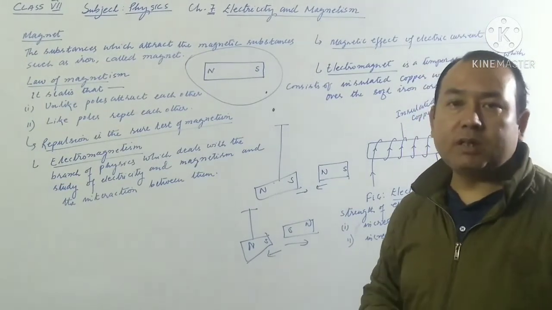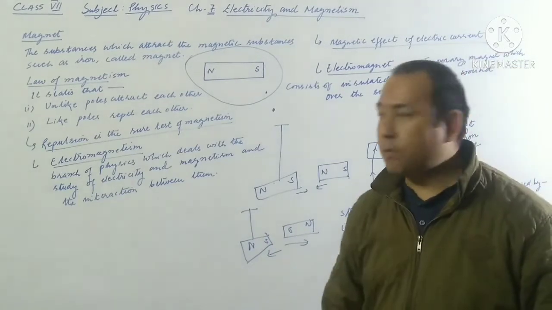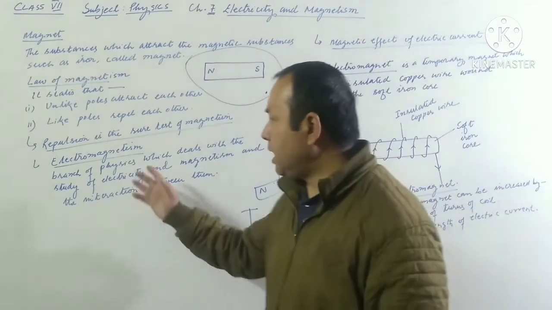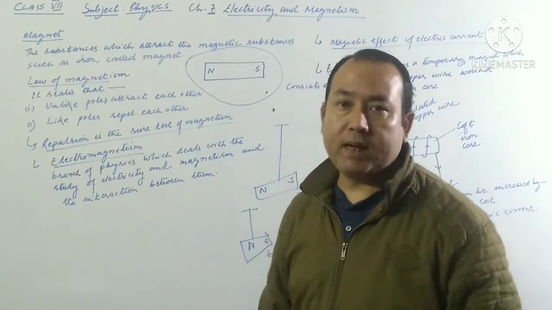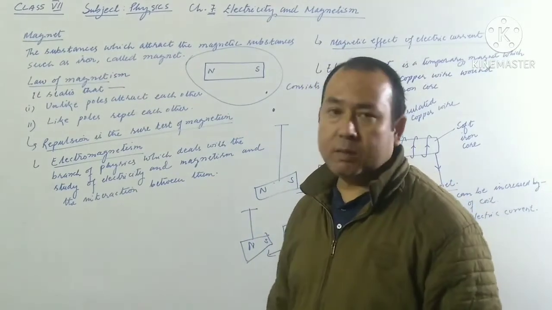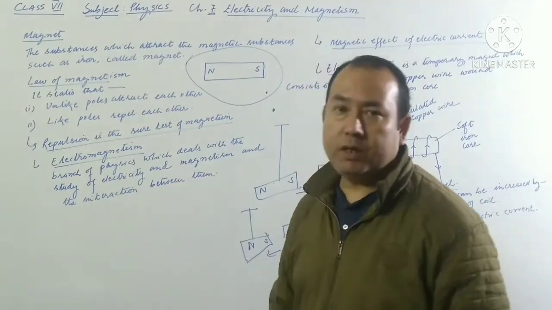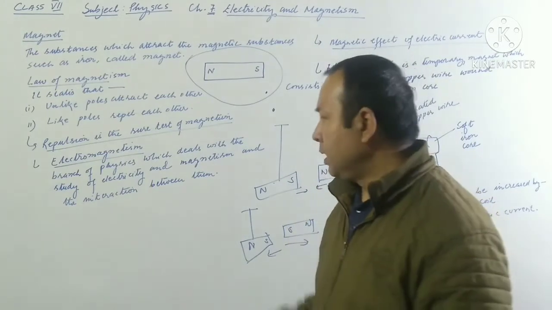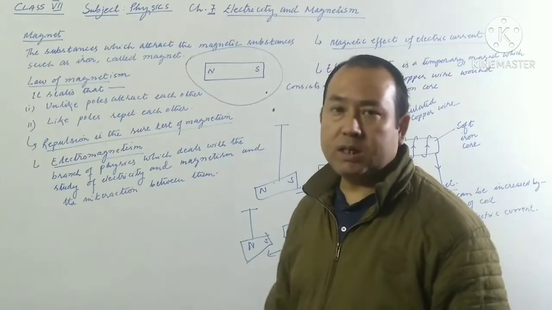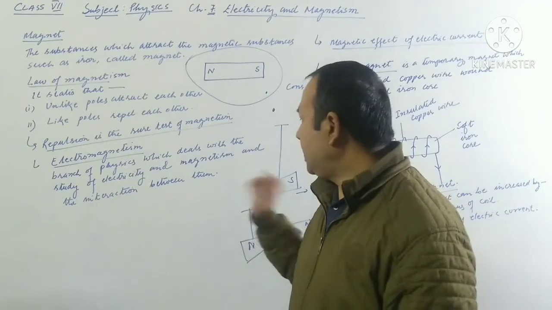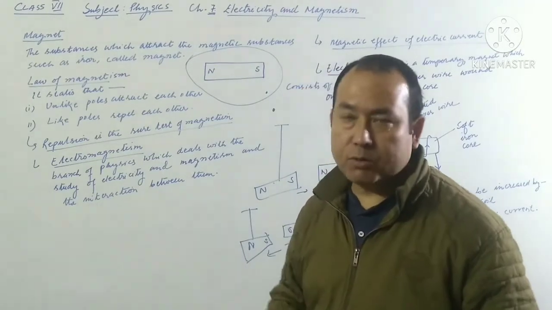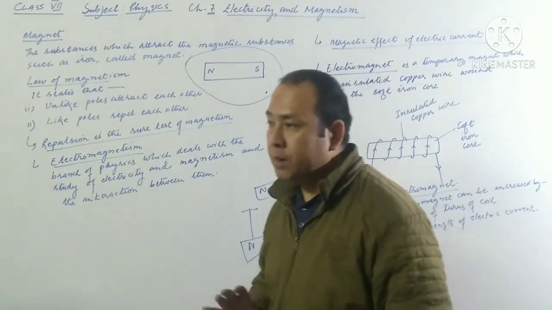Okay, so that is why we say that repulsion is the sure test of magnetism. Then comes the next phenomenon, that is electromagnetism. Electromagnetism, as I have included here, is the branch of physics which deals with the study of electricity and magnetism, and the interaction between them. This is what is given here.